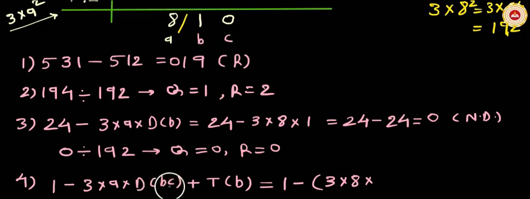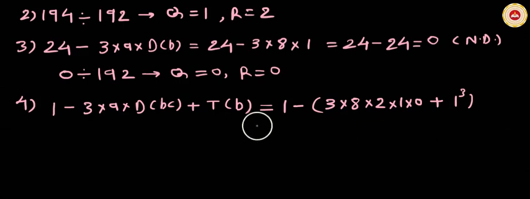How do we calculate duplex of 2 digits? 2 times the product of these 2 digits. Here also, 2 times the product of these 2 digits, 1 multiplied by 0. Now triplex of B. What is B? 1. So let us calculate triplex of this 1. Triplex of 1 is 1 cube, because triplex of a single digit is the cube of that digit. Let us solve it. 1 minus, this term will be 0 because of multiplication by 0, plus 1 cube, that is 1, which gives us 0.